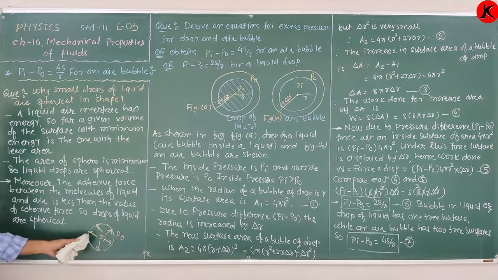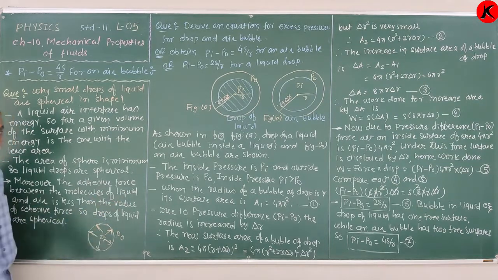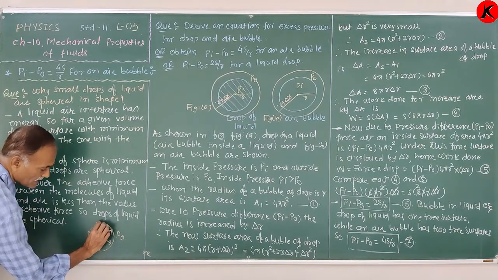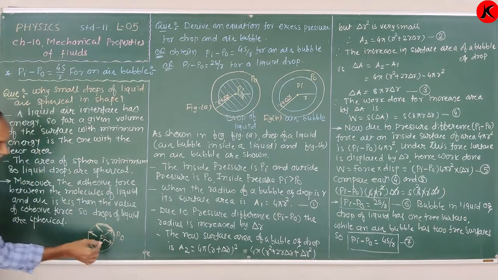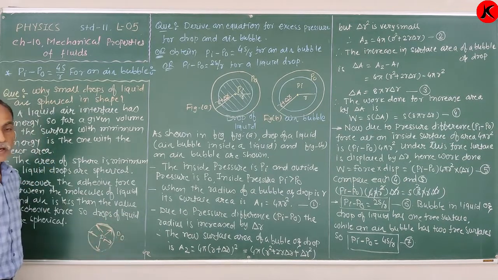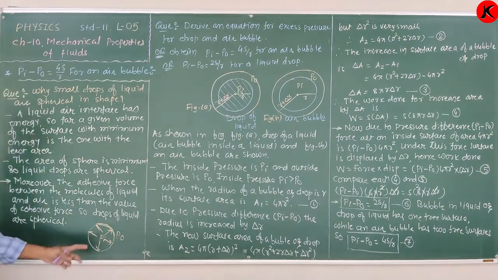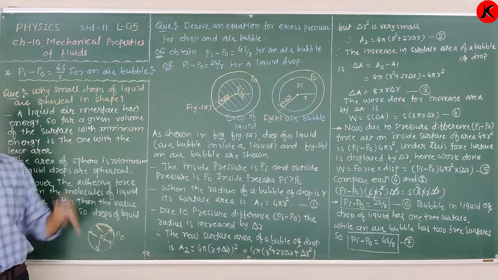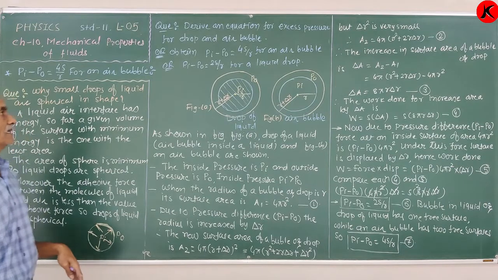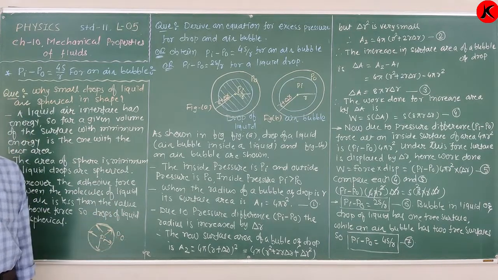Clear? On the basis of this, we are going to discuss the pressure difference between the inside and outside surface of a drop or an air bubble. So in short, the force acting on the concave surface is much more compared to the convex surface. On the basis of this, we are going to derive the expression for excess pressure for a drop and an air bubble.